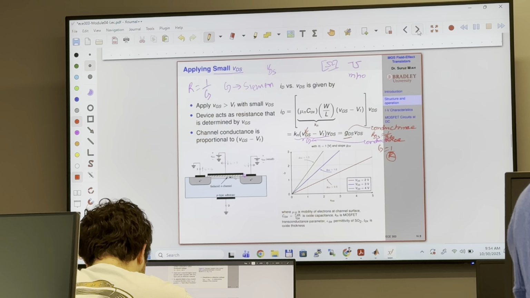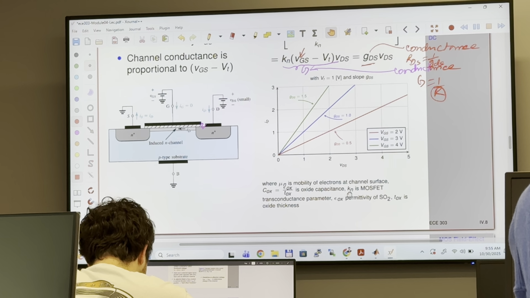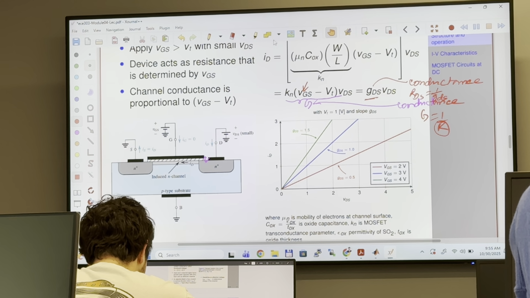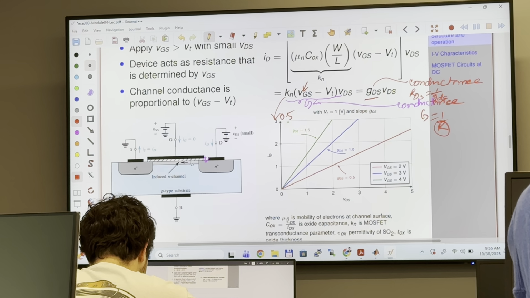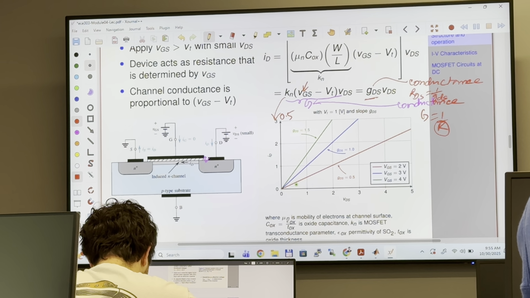Now I use my formula, I use a programming language to actually plot it. I use LaTeX, and here I chose Kn to be 0.5, which is the transconductance parameter, and you see that this ID versus VDS is linear, which acts as a resistance. Resistance is a linear device, right? Resistance is a linear device.